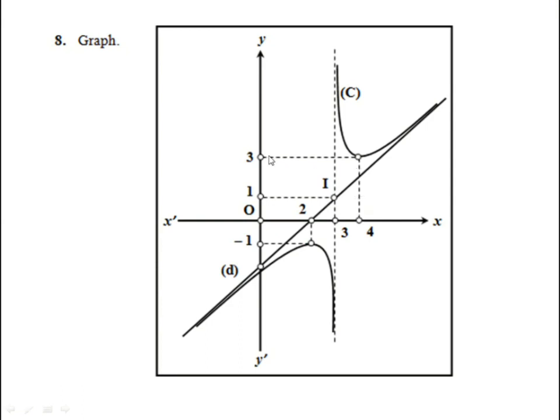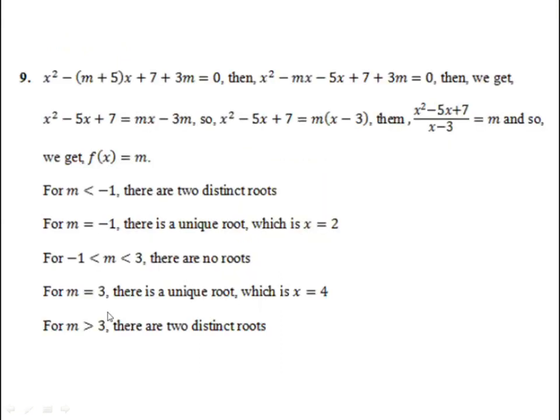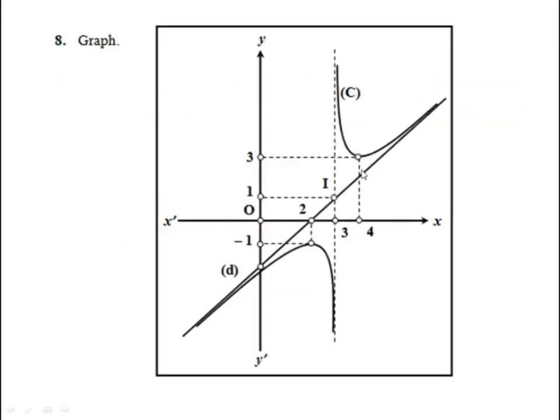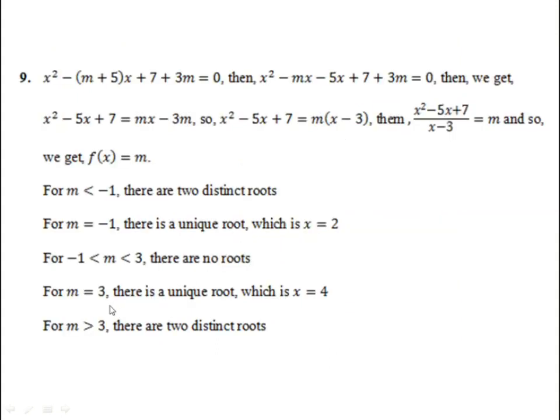If m equals 3, we have one point of intersection with the curve at 4. So for m equals 3, there is a unique root, which is x equals 4. And for m greater than 3, we will cut the curve at 2 distinct points. So for m greater than 3, there are 2 distinct roots.